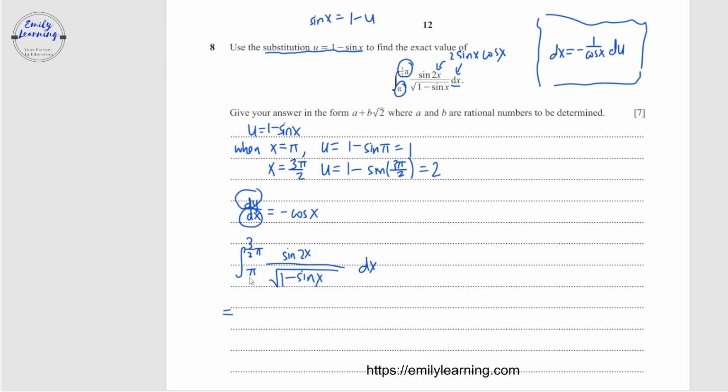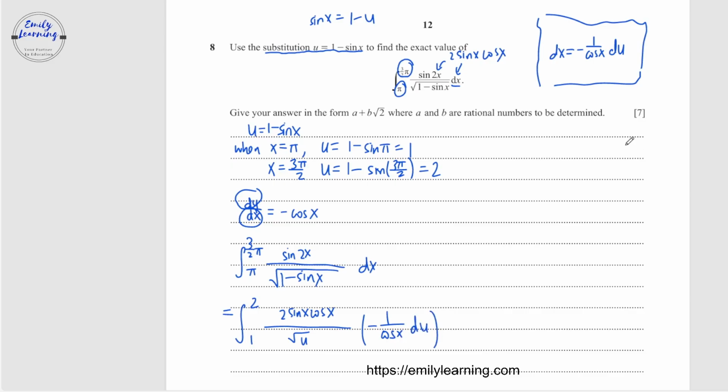Let's put these values in. When x is 3 over 2 pi, u is 2, so I write 2 here. When x is pi, u is 1, so let me write 1 here. Sine 2x, let me write it as 2 sine x cosine x. 1 minus sine x is essentially u, so square root 1 minus sine x will be changed to square root u. And dx is negative 1 over cosine x du.